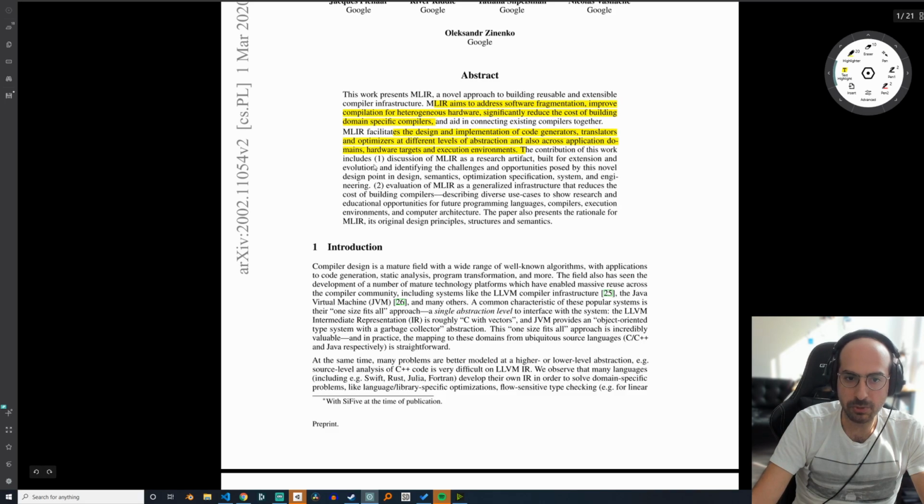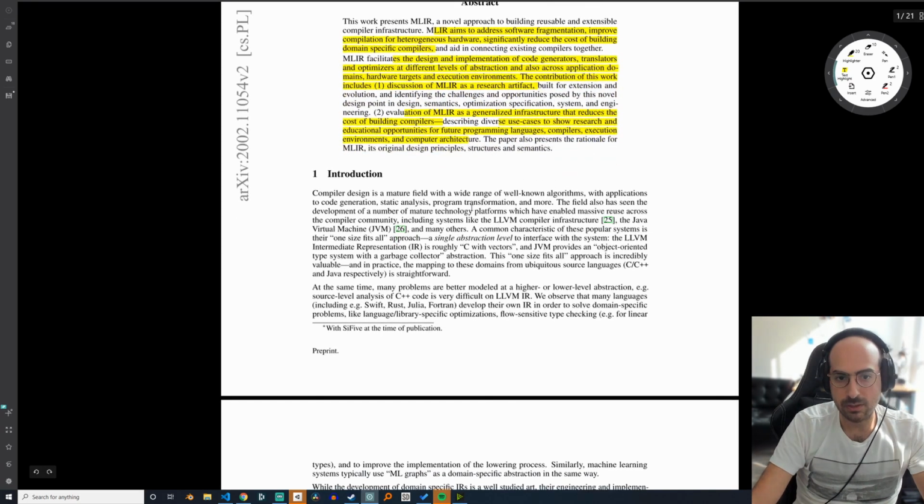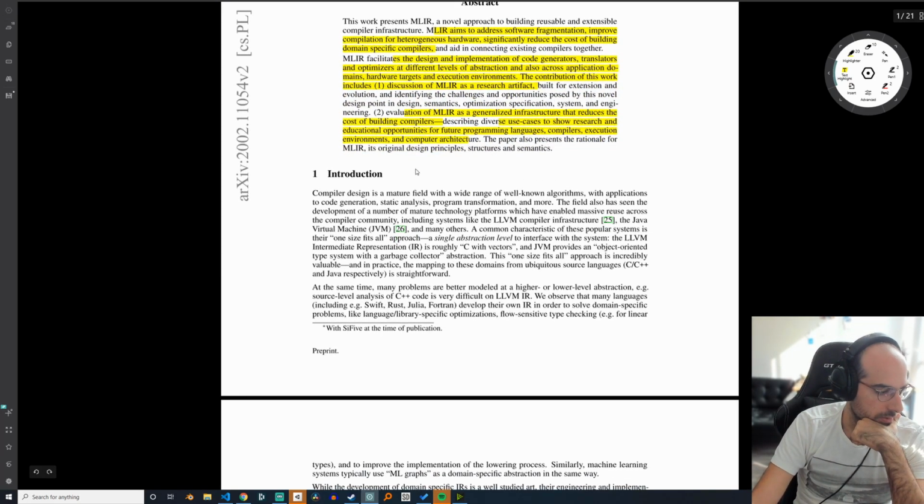So the contribution of this work includes discussion of MLIR semantics, and evaluation of MLIR as a generalized infrastructure that reduces the cost of building compilers, and describing use cases to show research and educational opportunities for future work. So compiler design is a mature field with a wide known and well-ranged application for code generation.